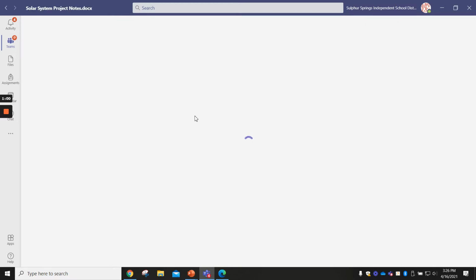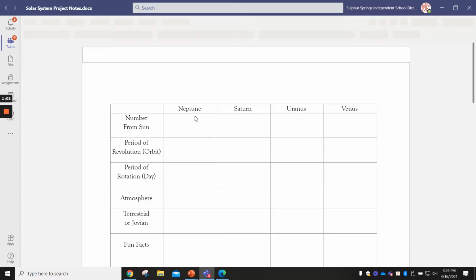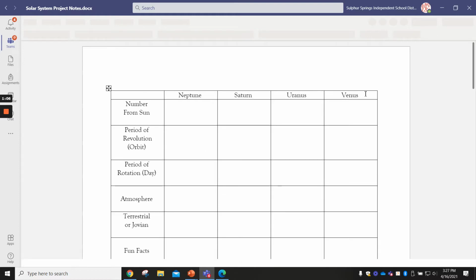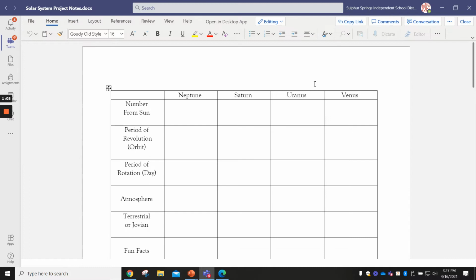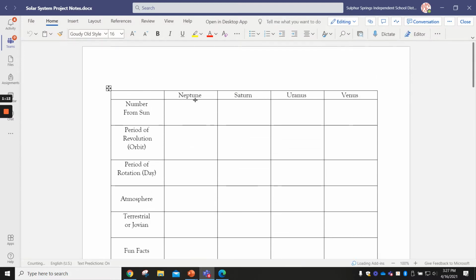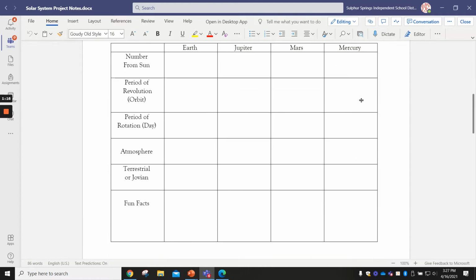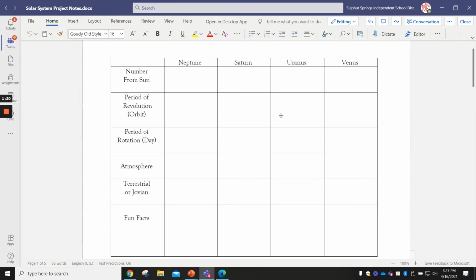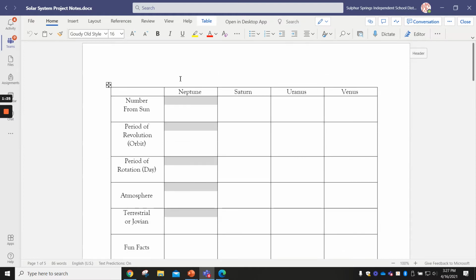This is just a Word document that I made for my kids here in class, and it lists all the planets across the side. So there's page 1 and there's page 2. There we go. So we've got Neptune, Saturn, Uranus, Venus, Earth, Jupiter, Mars, and Mercury. So whichever planet you picked, you would fill out this area for your planet, okay?